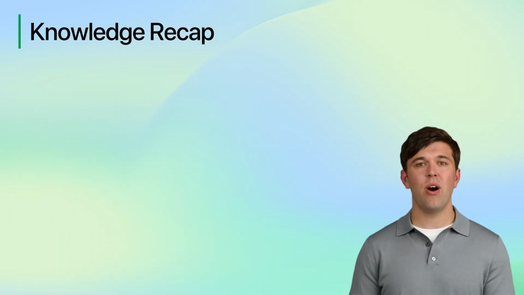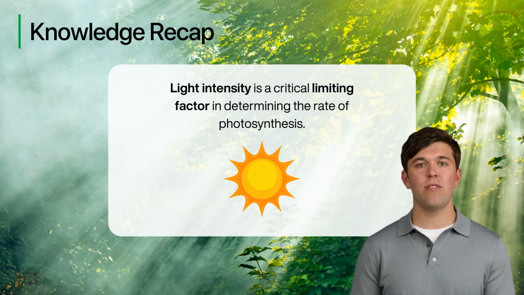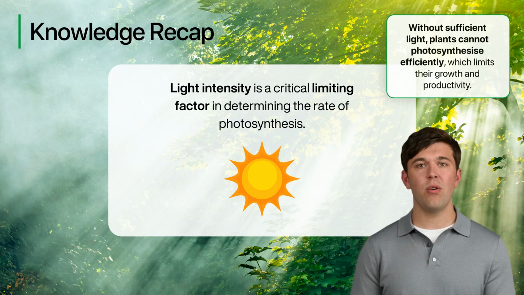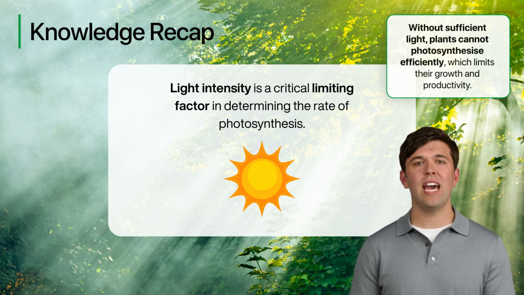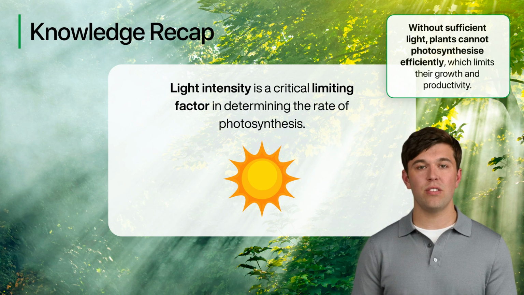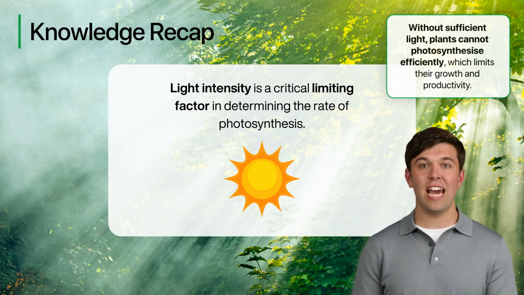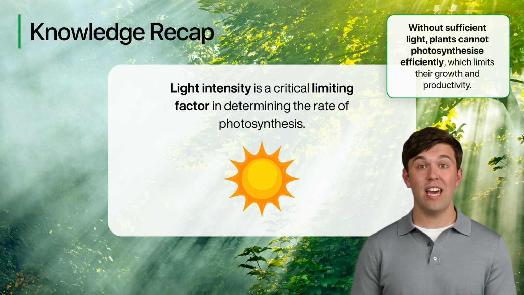So far, you have learned that light intensity is a critical limiting factor in determining the rate of photosynthesis. Without sufficient light, plants cannot photosynthesize efficiently, which limits their growth and productivity. Understanding the concept of inverse proportion and the inverse square law allows us to get a deeper insight into the role of light in photosynthesis. This knowledge will enable you to appreciate the delicate balancing act plants perform to optimize their growth conditions. By understanding these principles, we can better manipulate agricultural practices to improve crop yields and manage natural ecosystems more effectively. Let's get started.